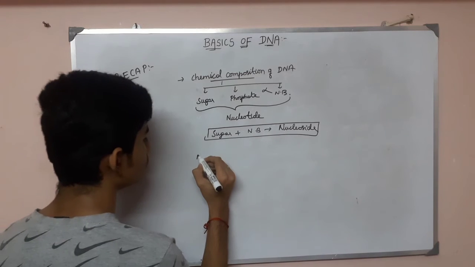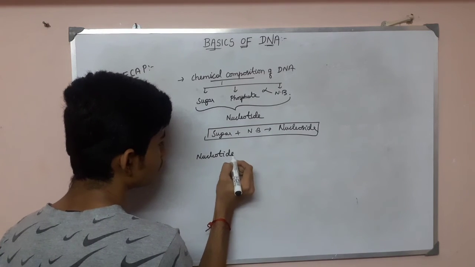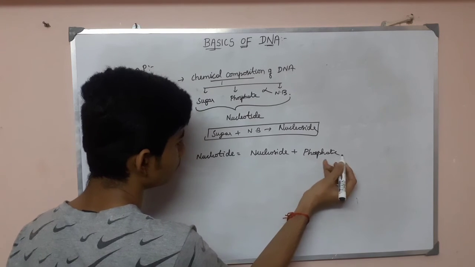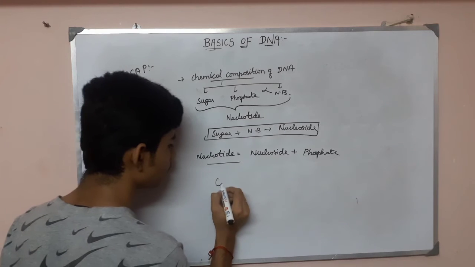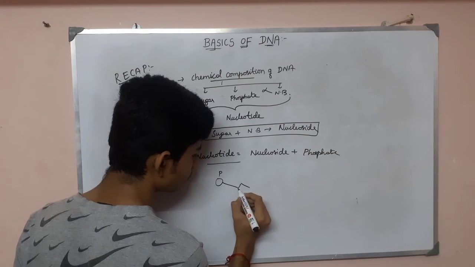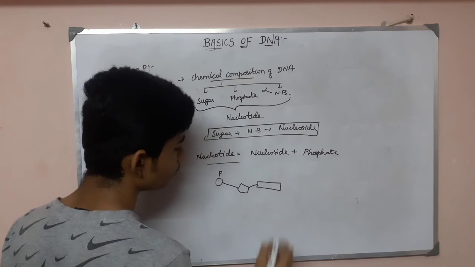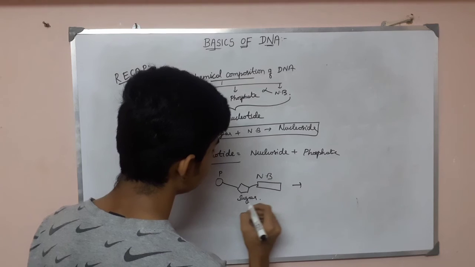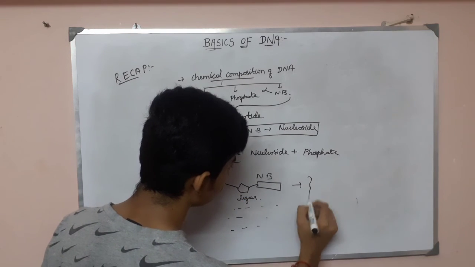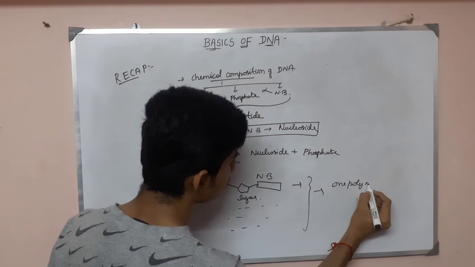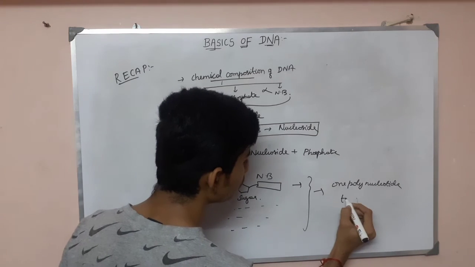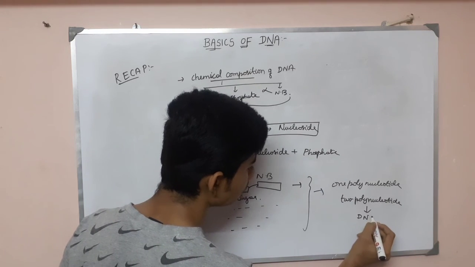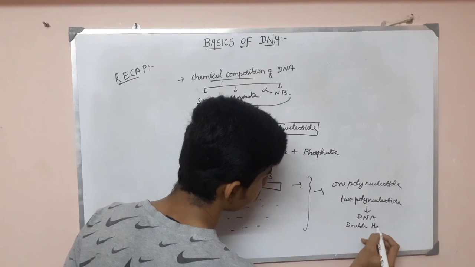Nucleotide is equal to nucleoside plus phosphate. And we have seen the structure of a nucleotide: one phosphate group, the sugar, and the nitrogen base. These repeating units form one polynucleotide, and two polynucleotides form DNA, that is, the double helix structure.